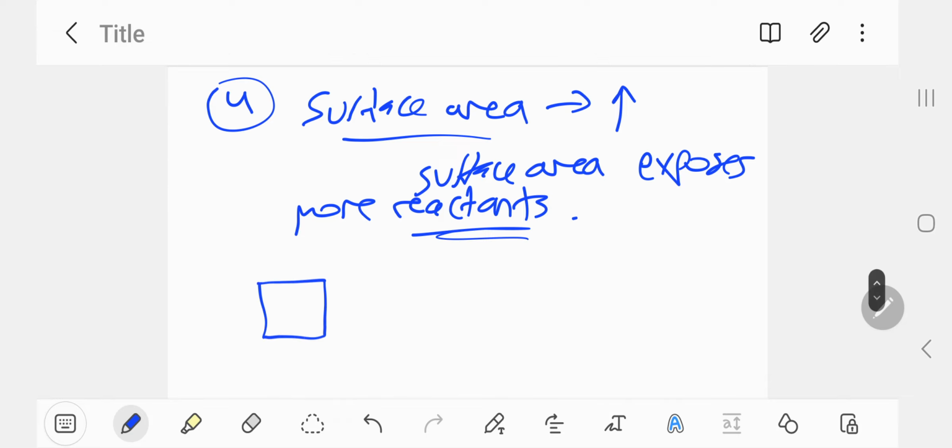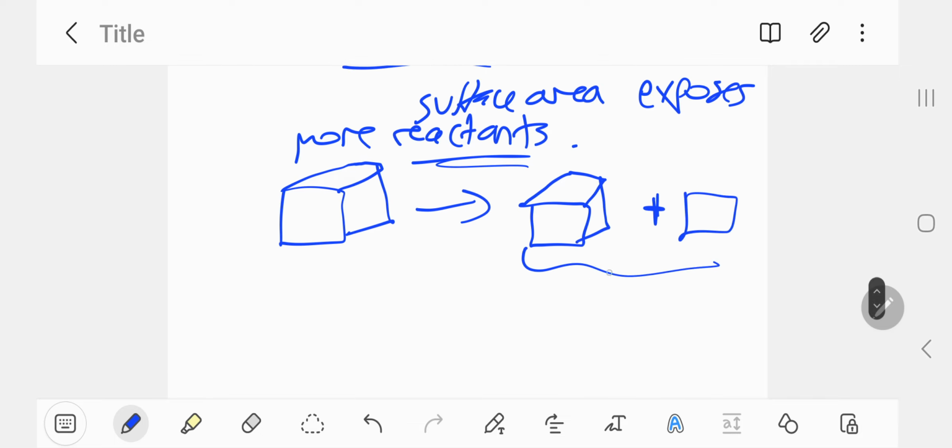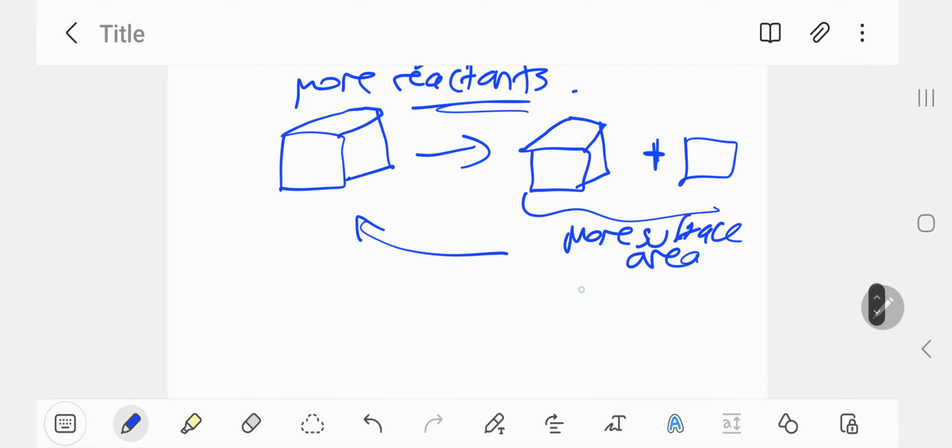Suppose I have a reactant in the form of a cube. Let's say I've got sodium metal. If I cut that sodium up, if I slice it, I'll have the cube, okay, a thinner, smaller cube, plus a slice. This has greater surface area than this, because I've got more particles exposed, okay? So more particles means more collisions.